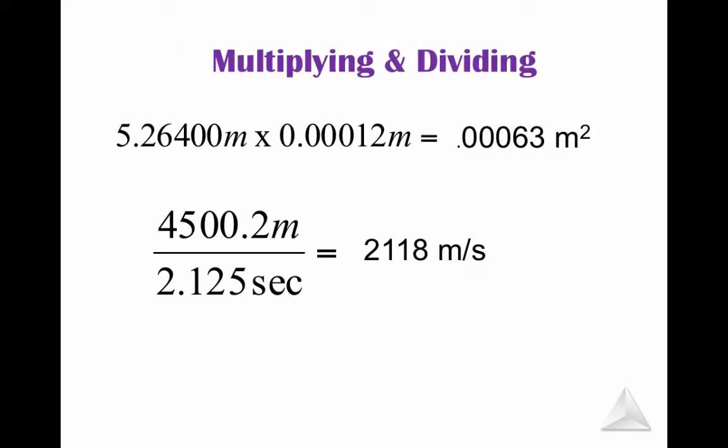Looking at the multiplying and dividing, remember we go to least number of sig figs. This one we have 1, 2, 3, 4, 5, 6. This we have 2. So our answer needs to be given in 2 significant figures. Okay, remember, leading zeros are never significant. In this second example, we have 1, 2, 3, 4, 5. And in this bottom one, we have 4. So our answer needs to be given in 4 significant figures.